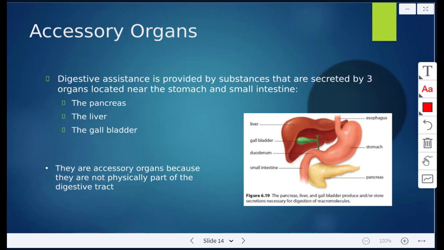They are accessory organs because they're not physically part of the digestive tract, but they are important because they secrete substances to continue digestion.